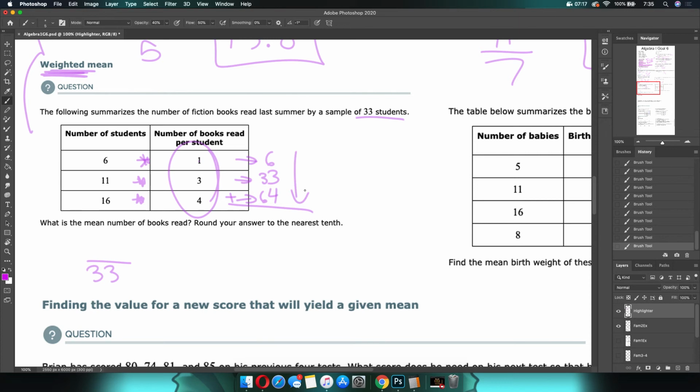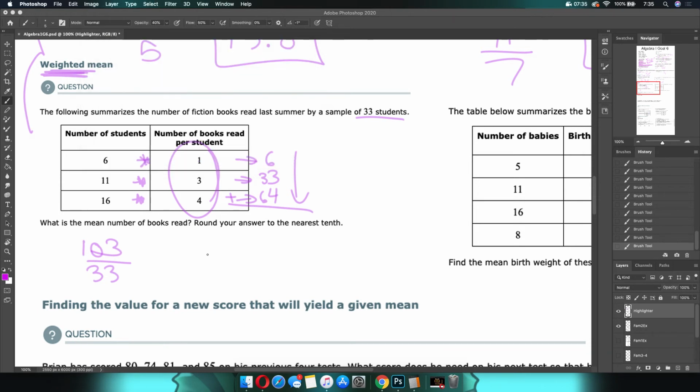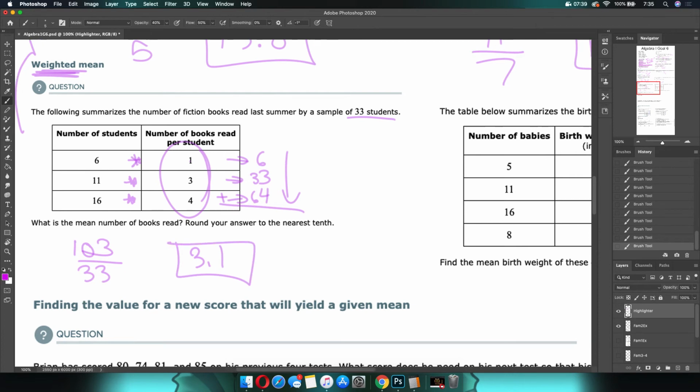So 6 and 33 is 39. 39 and 64 is 103. 103 divided by 33. Messy, but we can do that. What are we rounding to? To the nearest tenth. So 3.1. 3.1 books. All right. Another one.